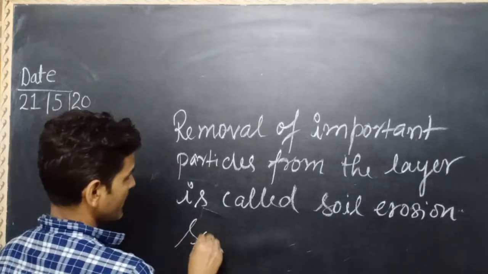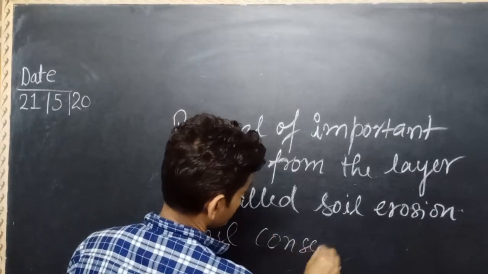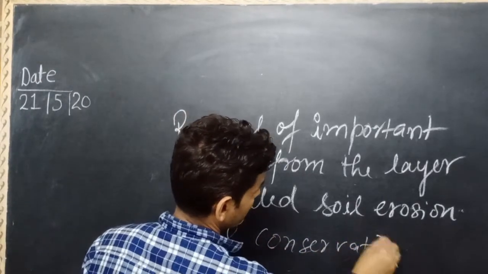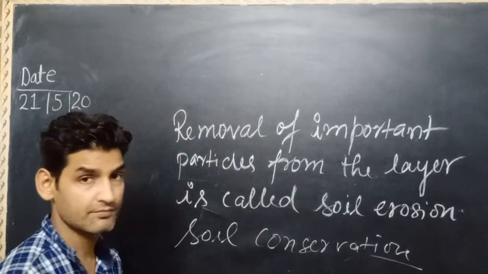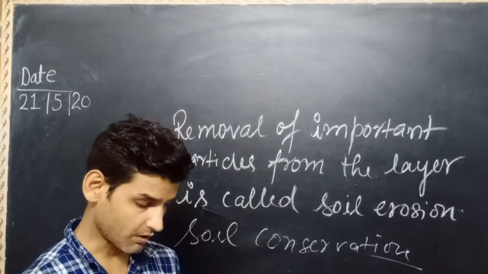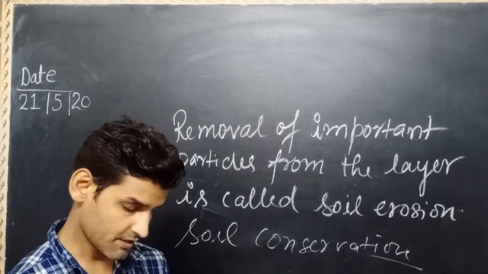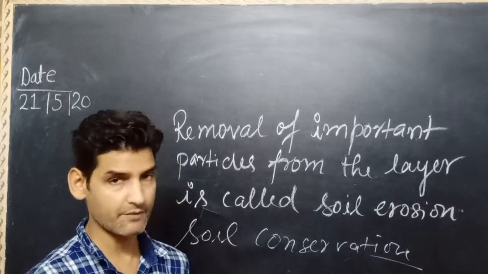Okay, so soil conservation is done with the help of controlling terrace farming, contour bunds, strip cropping, crop rotation and afforestation.